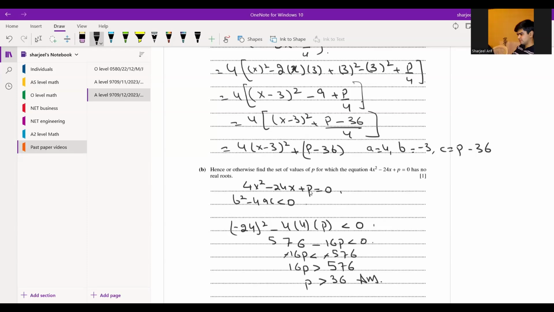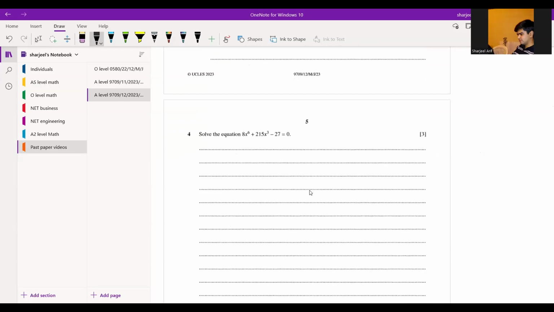Now look at question number 4. We have the equation. We have to find the solutions for x cube. If we have a power greater than 2 or 4, we will substitute y equals x cube. This will make x power 6 equals y square. So the equation will become 8y square plus 215y minus 27 equals 0.